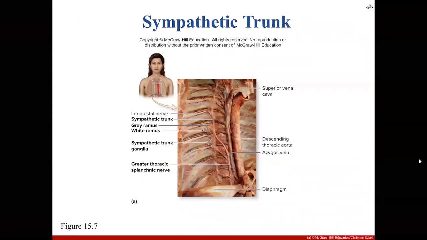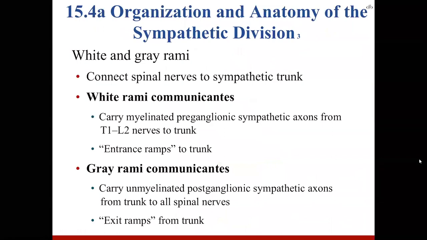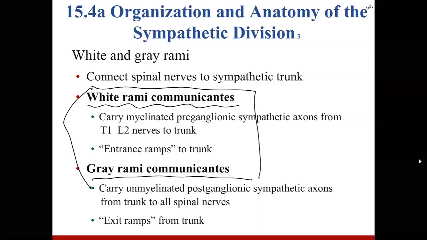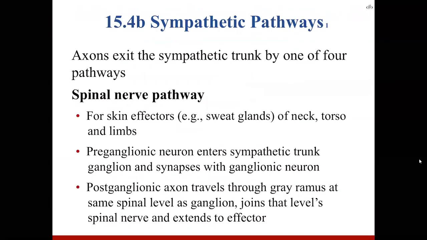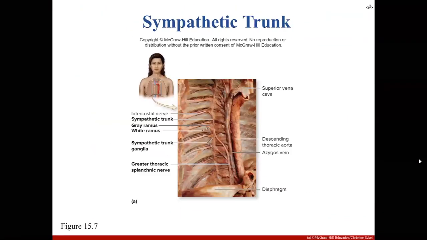So if we go here, okay, so this is the idea. This is what she was asking about. So the communicating rami, okay, what they're going to do is they're going to take information in and out of the sympathetic trunk from the spinal cord. Okay, so it's like the on and off ramp. All right, so here's the sympathetic pathways.